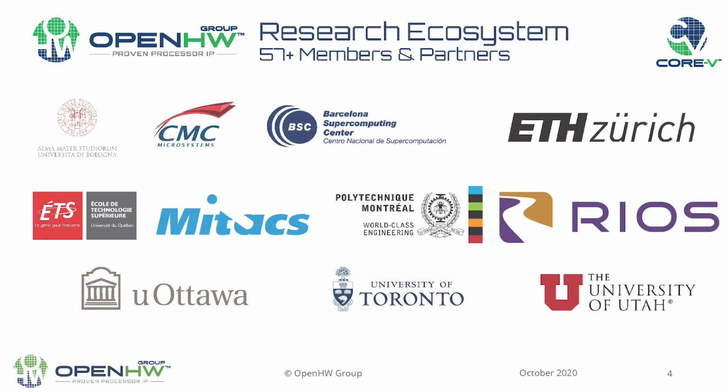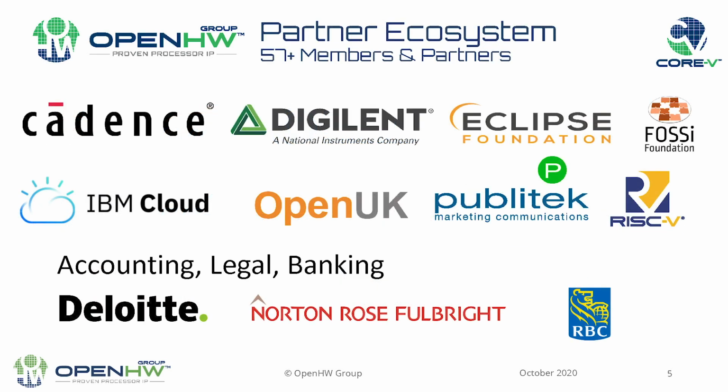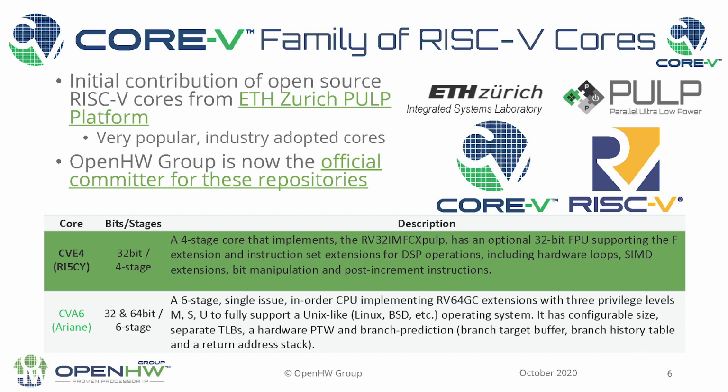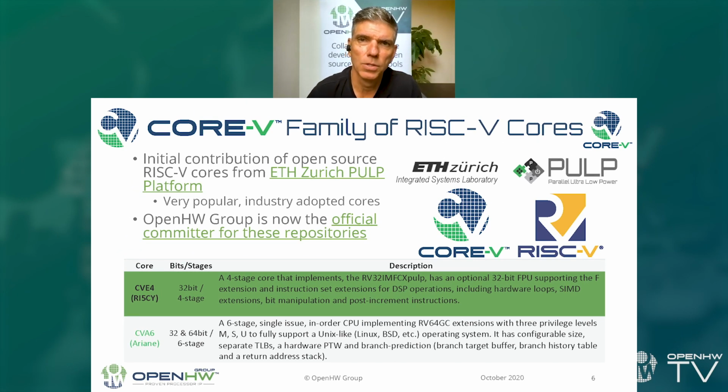Academically, we have very strong participation from some leading academic institutions around the world. And we're also supported by a healthy array of partners helping us develop these artifacts and bring them to the open source. So as I mentioned, the initial projects within the OpenHW Group are 2 cores based around the Core 5 family of open source RISC-V cores.